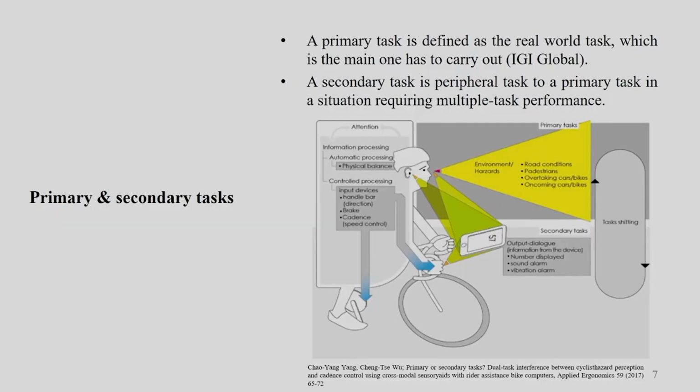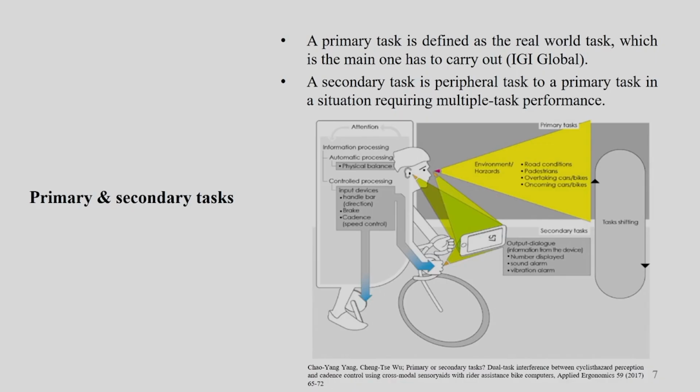Now, let us understand in detail with an example for the primary and secondary task. Okay. So, what is the definition? A primary task is defined as the real world task which is the main one that has to be carried out by that particular person. So, if we talk about cycling, using a bicycle, somebody has to go from one place to another. So, the primary task is cycling. So, here you can understand how we have divided these things.